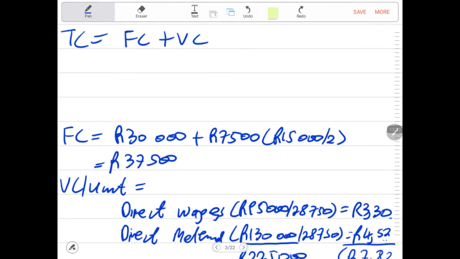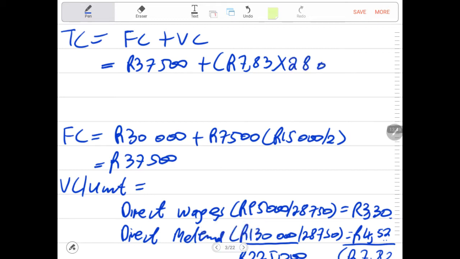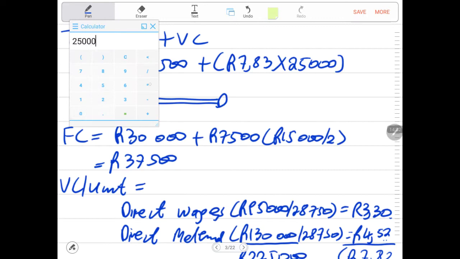Now we are to calculate our total cost. Total cost is equal to fixed cost of 37,500 plus our variable cost per unit of 7 rand 83 cents by the number of units that were manufactured in the current period. 25,000 units were manufactured. In the current period, we manufactured 25,000 units. So now we say 25,000 by 7 rand 83 cents. This gives us a total of 19.